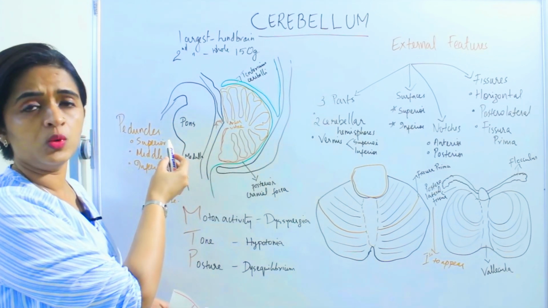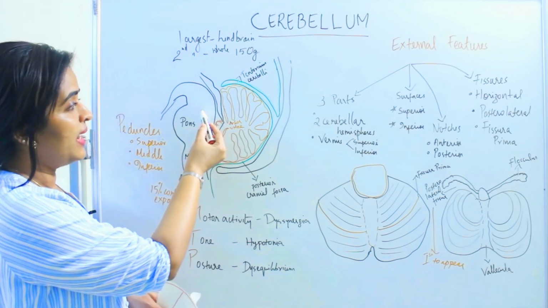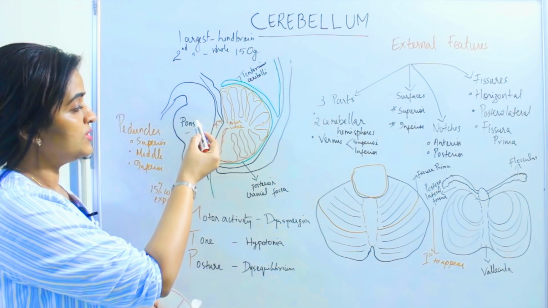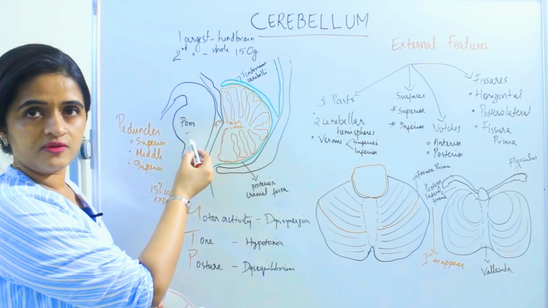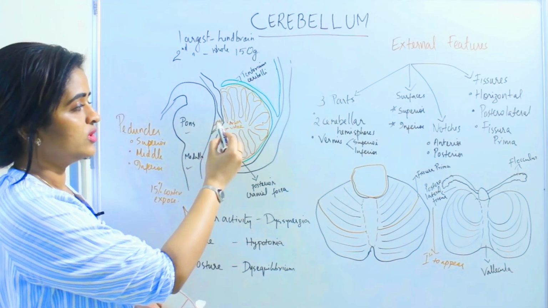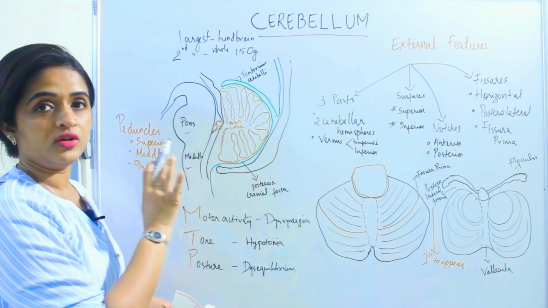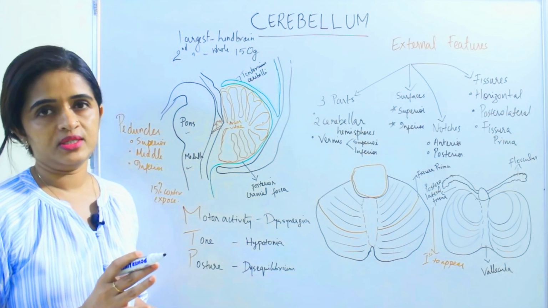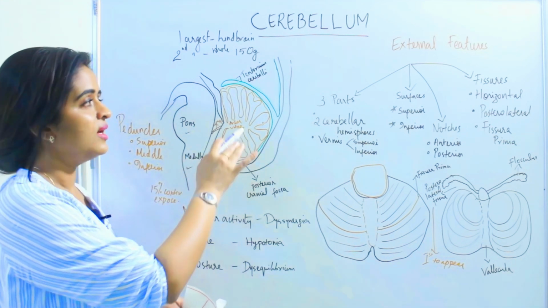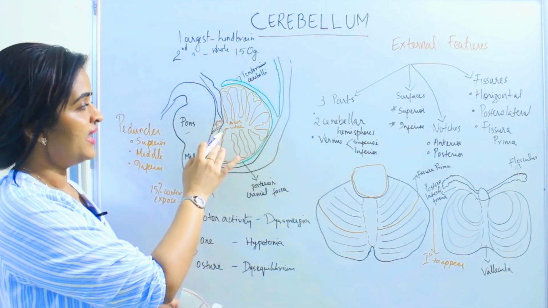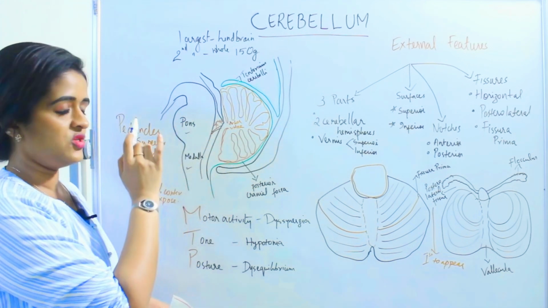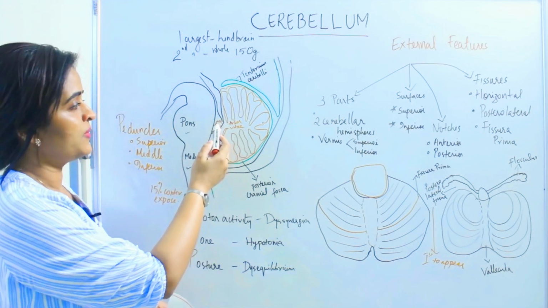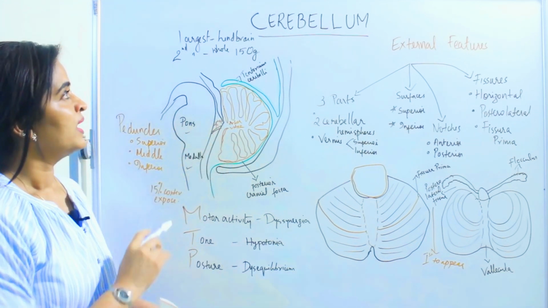And anteriorly, what is the important relation? We have the pons and the medulla. So anteriorly it is related to the pons and medulla but separated from these two by the fourth ventricle. So these are the important relations which you should know when you think about the location of the cerebellum. It is in the posterior cranial fossa below the tentorium cerebelli, and anteriorly you have two important relations, the pons and medulla, which are separated from the cerebellum by the fourth ventricle.